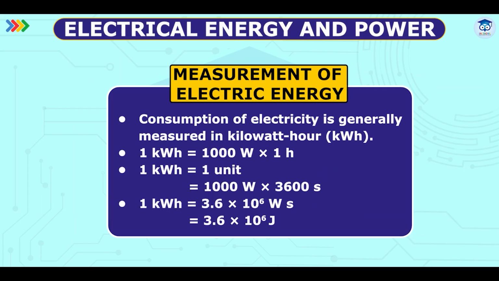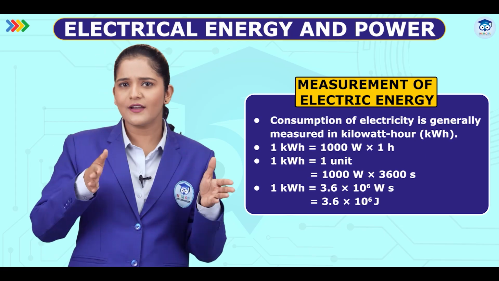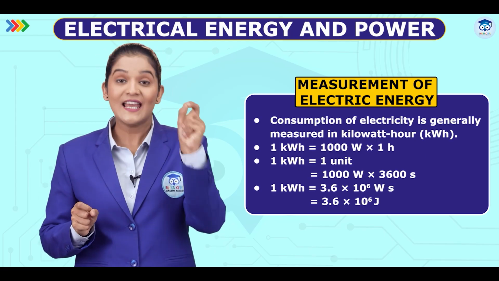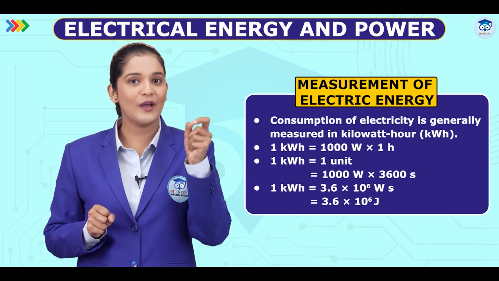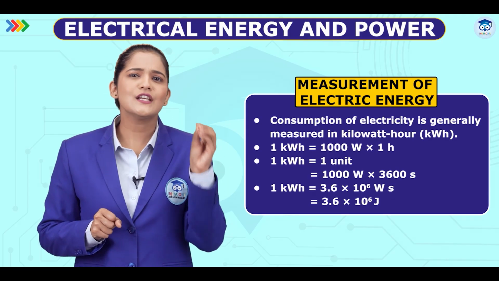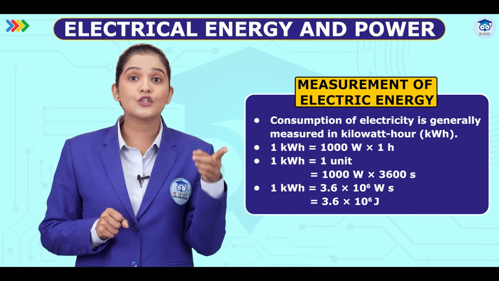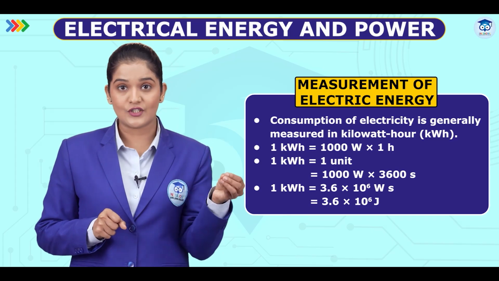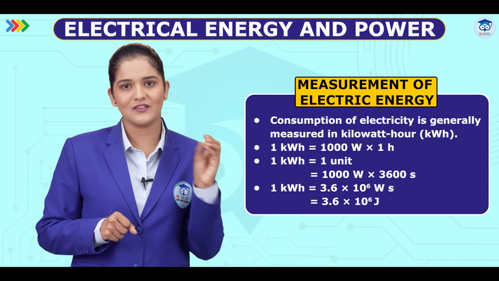Let's now turn our attention to how electrical energy is measured, especially in practical terms such as household consumption. The standard unit used to measure energy consumption in our homes is the kilowatt hour, abbreviated as kWh. This unit is what you typically see on electricity bills, where it reflects the total amount of electrical energy consumed by all devices in a home over a certain period.